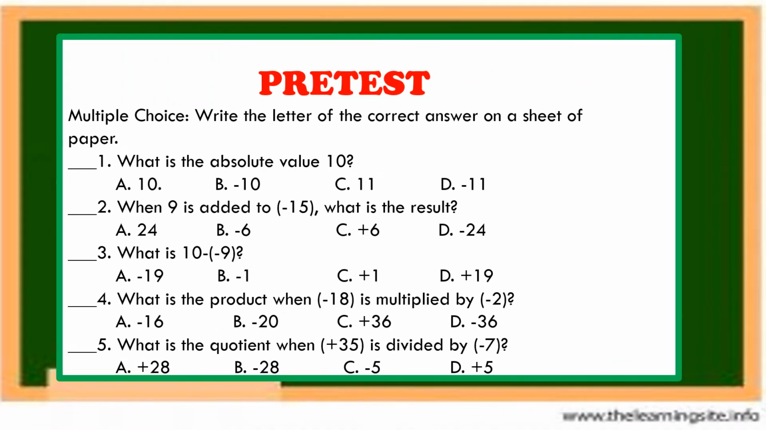We'll now check your answers. We have number 1. What is the answer? Letter A. How about number 2? We have letter B. Number 3, we have letter D. Number 4, we have letter C, and for the last number, we have letter C. That is only a pretest.